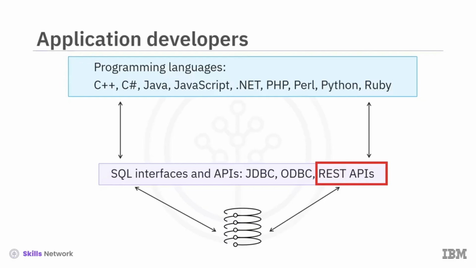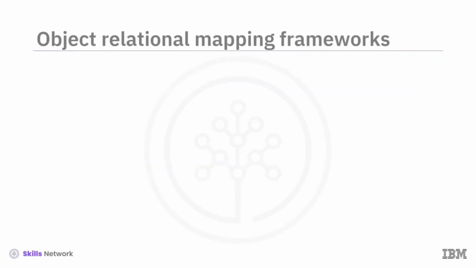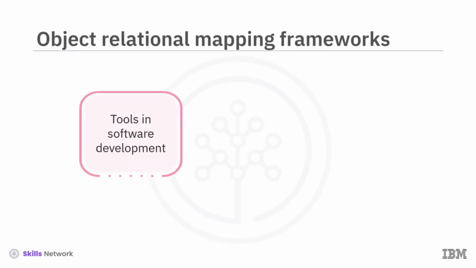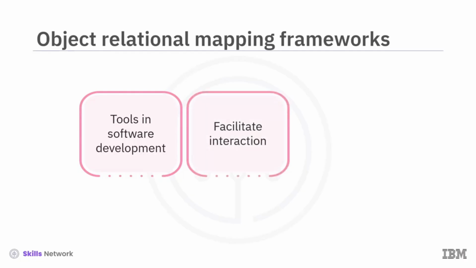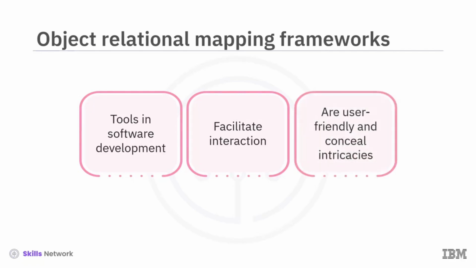Although programming applications using these lower-level APIs is feasible, it is worth noting that this was the conventional approach for developing applications in the past. Nowadays, most programmers opt for Object Relational Mapping, ORM, frameworks when working with databases. ORM frameworks are tools in software development that facilitate the interaction between a relational database and an object-oriented programming language. They are user-friendly and can conceal the intricacies of the underlying relational database and SQL.